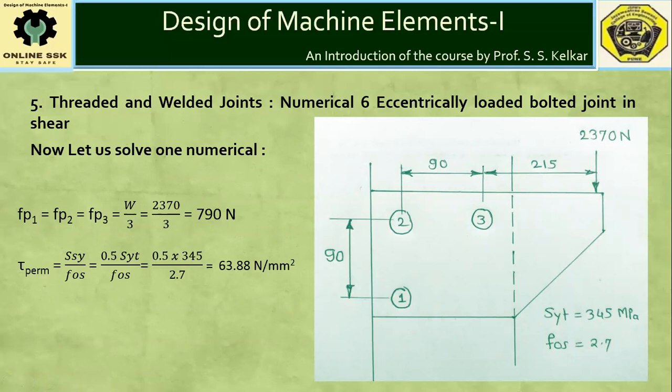Now let us solve one numerical based on this concept of eccentrically loaded bolted joint in shear. Here one can note that three bolts are used for attaching this bracket to the support, and a load of 2370 Newton is applied at the end of the bracket. This applied load is eccentric because it is not passing through the CG of the bolts. The CG of the bolts will be somewhere here. In this case, SYT, the yield strength for the bolt material, and also the factor of safety are specified.